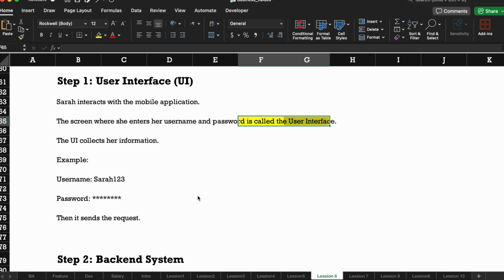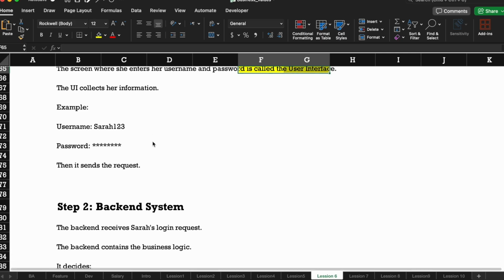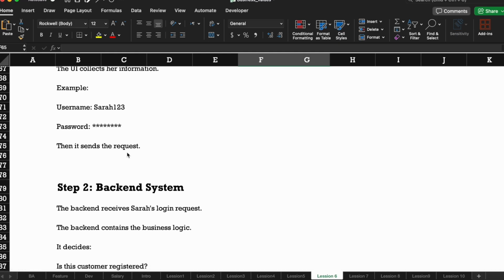We'll be using this terminology going forward to discuss all the lessons. Okay, so the UI collects her information. Examples: username Sarah123, password 1234, whatever. So then it sent the request.